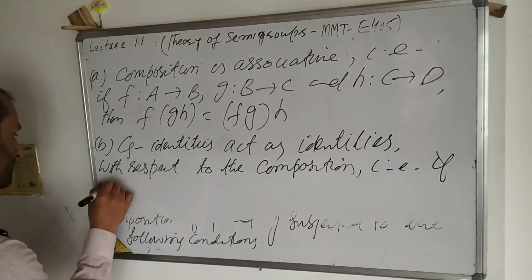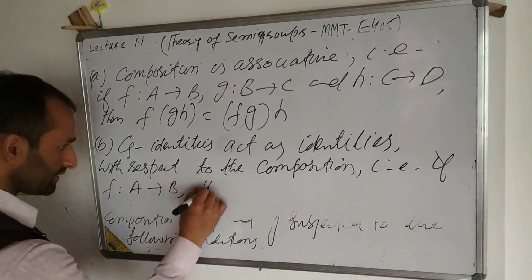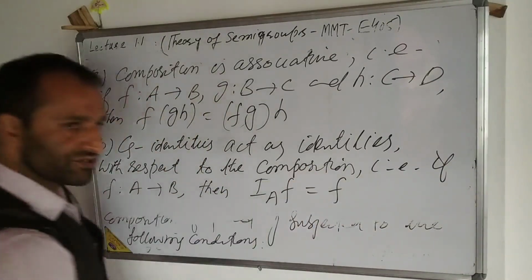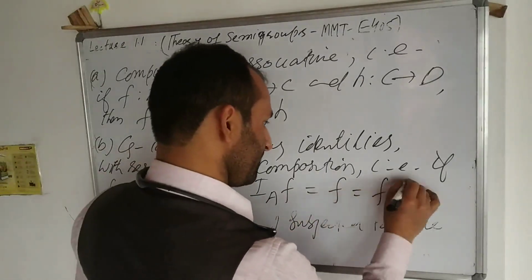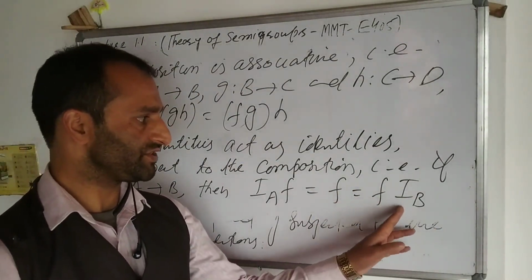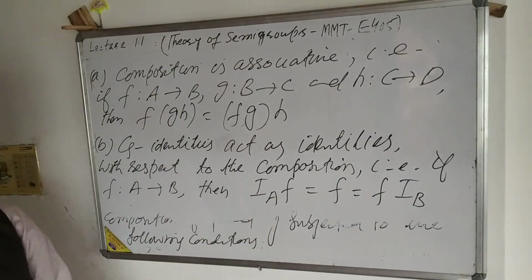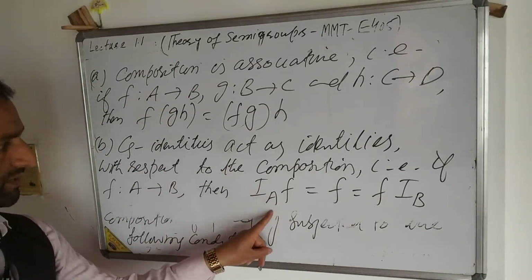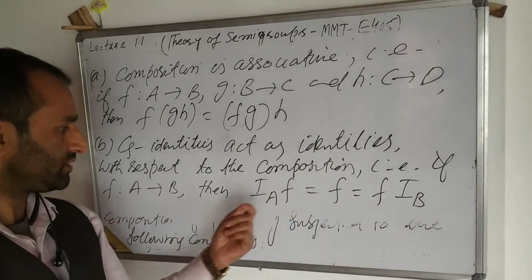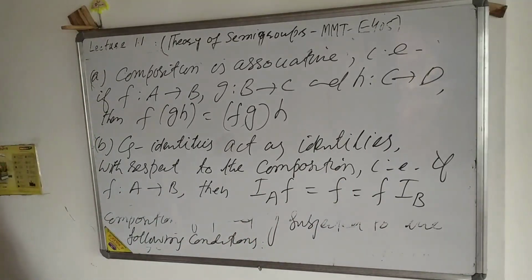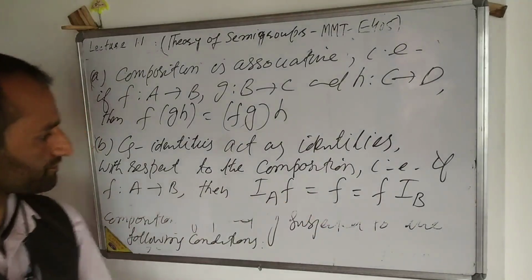That is, if F is a C morphism from A to B, then the composition of IA with F should be equal to F, and it should also be equal to F composed with the identity on B. So the identity on B acts as an identity on the right-hand side, and IA acts as an identity on the left-hand side, because F is a morphism from A to B. This composition should first be well defined, and here it is, because IA is a morphism from A to A and F is a morphism from A to B. So IA F is a morphism from A to B, which is equal to F.